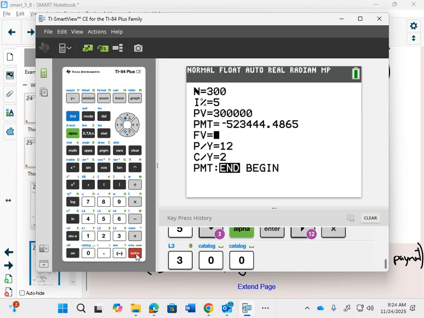Ouch. Your $300,000 house is going to cost you $523,000. We'll write this number as a starting point. $523,000 over 25 years. That's a lot of money.